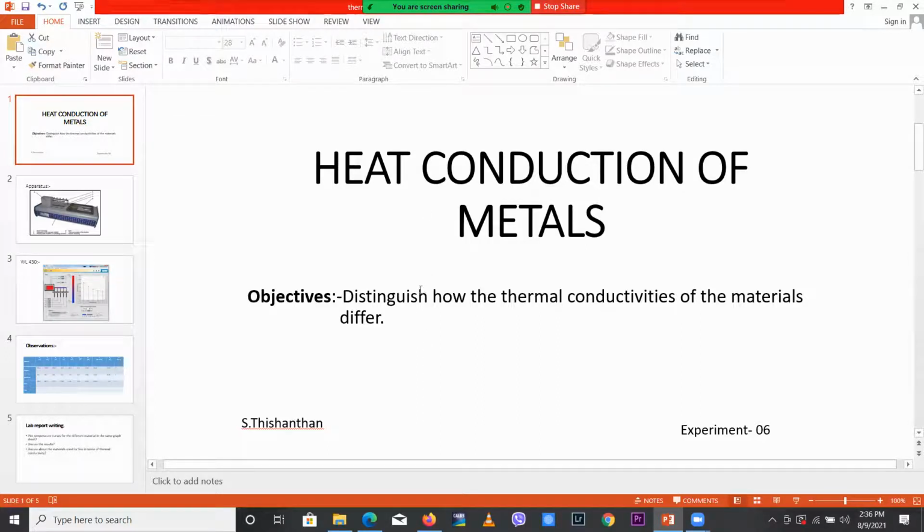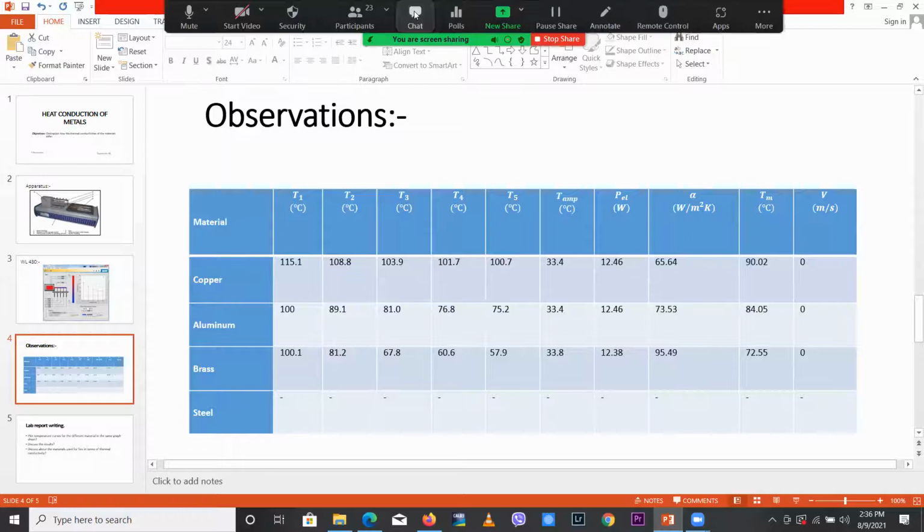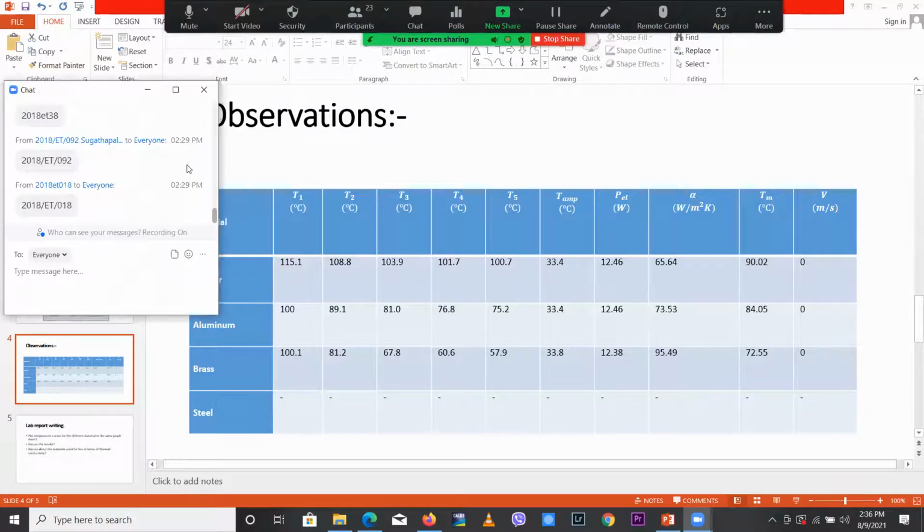So this is what we have: what is our objective and what we have done here. This is very important. This will be the outcome of this session. So let's move to the other one.